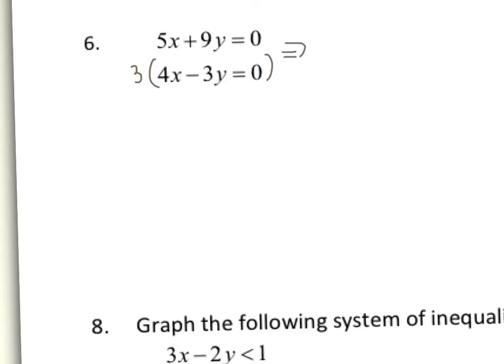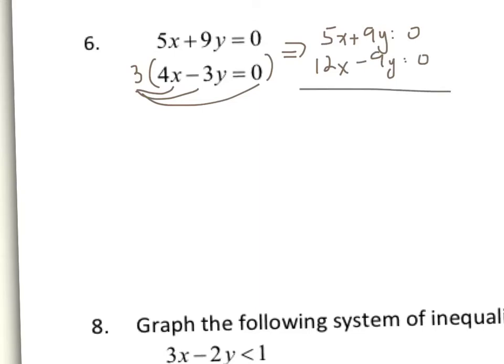So my new system, the top equation doesn't change, but my bottom equation gets distributed. This 3 gets distributed to everything. 3 times 4x is 12x, 3 times -3y is -9y, and 3 times 0 is 0. At this point you add the equations straight down. If I did things correctly, one of my variables will cancel. So this gives me 17x equals 0. So then x ends up equaling 0.